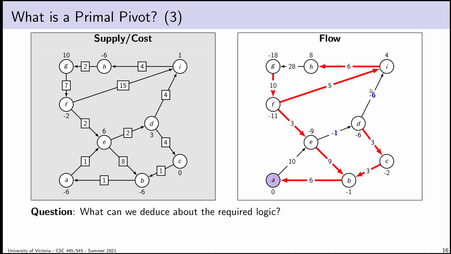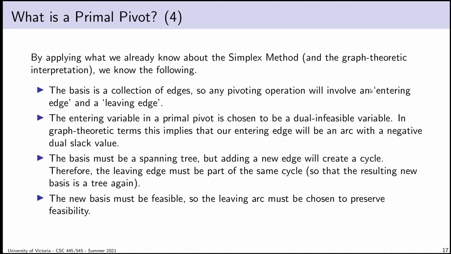So I think we can use some facts that we've already learned about pivoting in the simplex method, and about what a basis is and what basic variables are, to try and figure out what we need to do. So here are some observations. The first one is our basis is a collection of edges. And what that should tell us is that when we perform a pivot, we remove one thing from our basis and add something else. Or, thinking about it in reverse, something enters the basis and something leaves. If our basis is a collection of edges, I should expect that any pivot will involve an entering arc and a leaving arc.